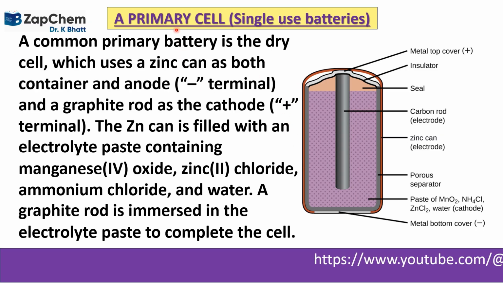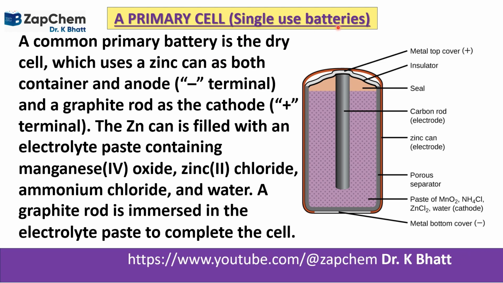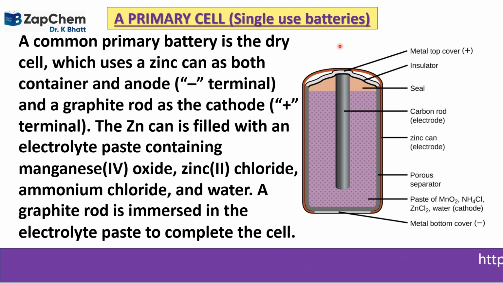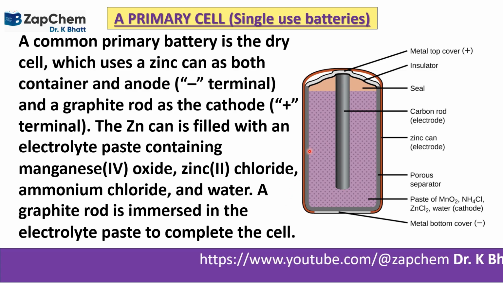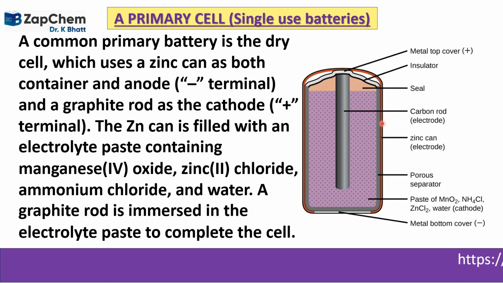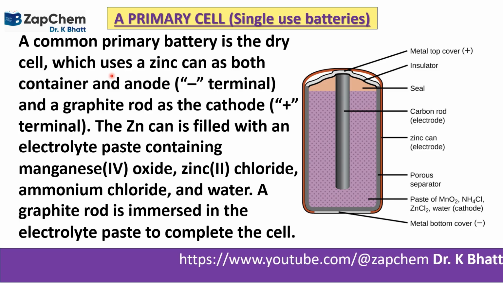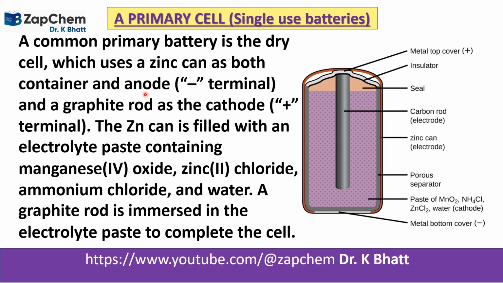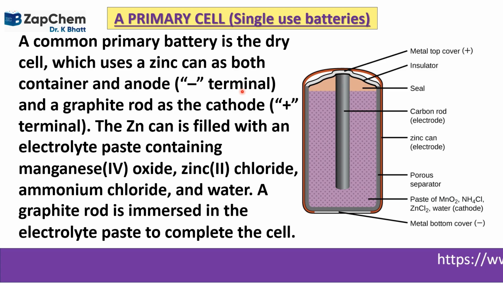Now let us get into the construction of the dry cell. This is also known as a primary cell. We can call it a single-use cell. And most commonly, credit goes to Leclanche, and therefore this is also known as Leclanche cell. Now here, there is a container which is made of zinc. This container itself serves two purposes. It serves as an anode, the negative terminal, and also the container.